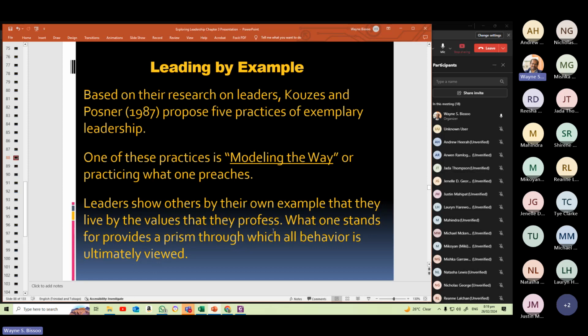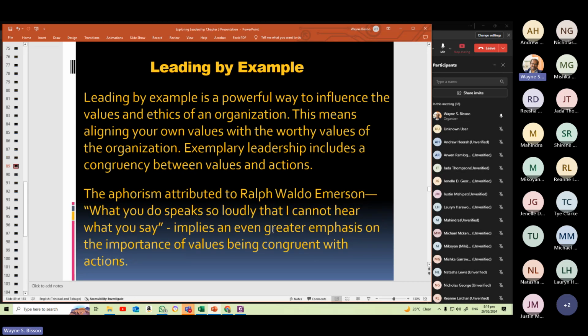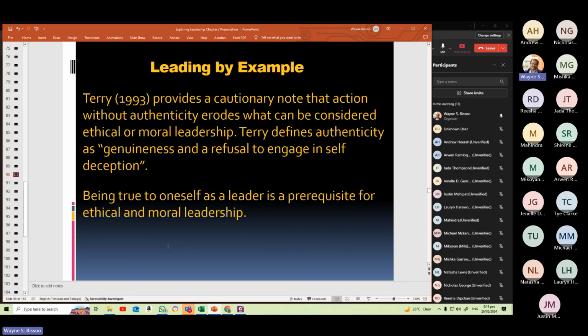So that's something you have to pay attention to, because your example has to speak volumes, more so than what you actually have to say. What you do speaks so loudly, I can't hear what you say, especially if there's a mismatch between what you say and what you do. You need those things to match up. What you do and what you say need to work together, congruent actions, right? That makes sense.